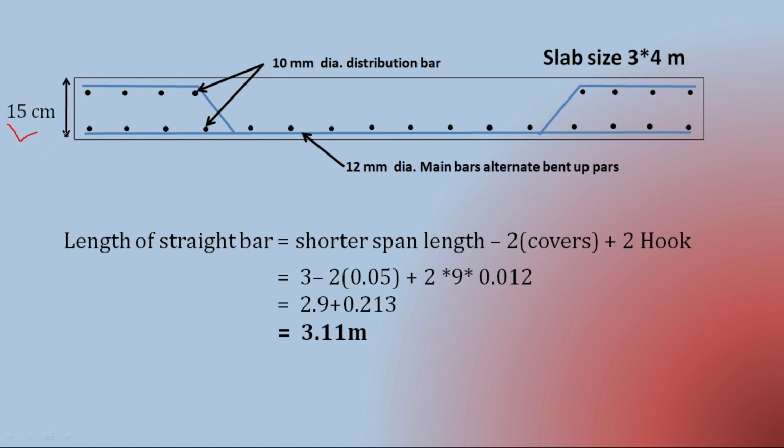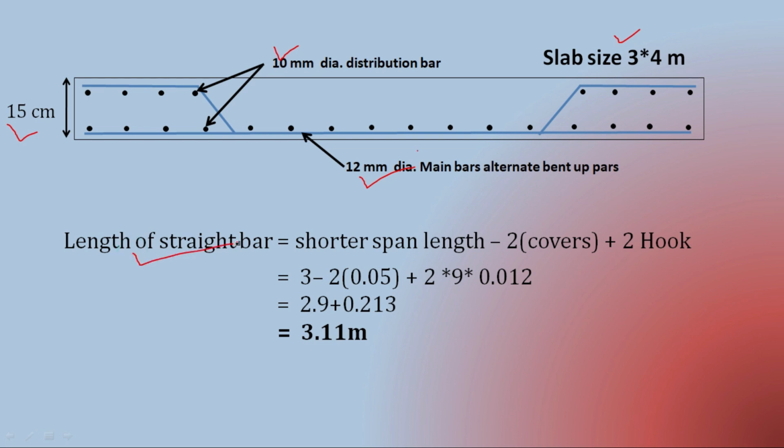We have a slab depth of 15 cm, main bar diameter of 12 mm, distribution bar of 10 mm, and slab size of 3 by 4 meters. Main bars are always provided along the shorter span of the slab, and distribution bars are always provided along the longer span of the slab. In this figure we can see the shorter span clearly, as you can see the straight line which represents the main bar.